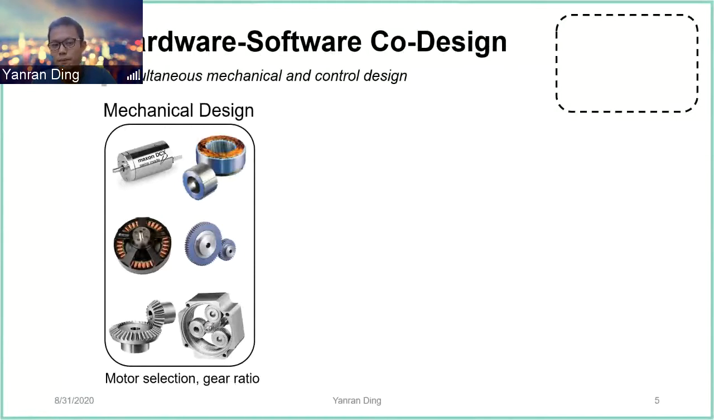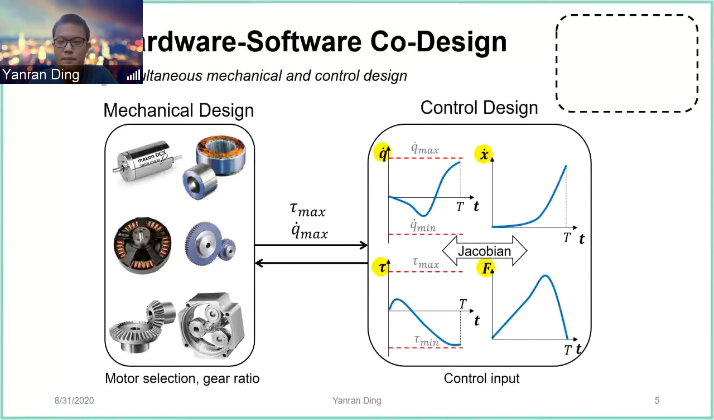the gear ratio. Traditional methods treat mechanical and control design in a sequential way, where the specification of the hardware is fed into the control design process as a constraint. In the control design, we design the signal based on these constraints to maximize some metric. However, we want to simultaneously determine the important mechanical design parameters as well as the control signal. So we want to explore the way of hardware and software co-design.